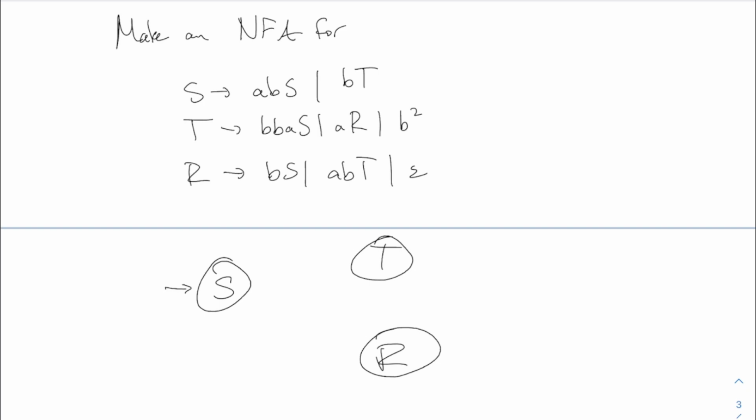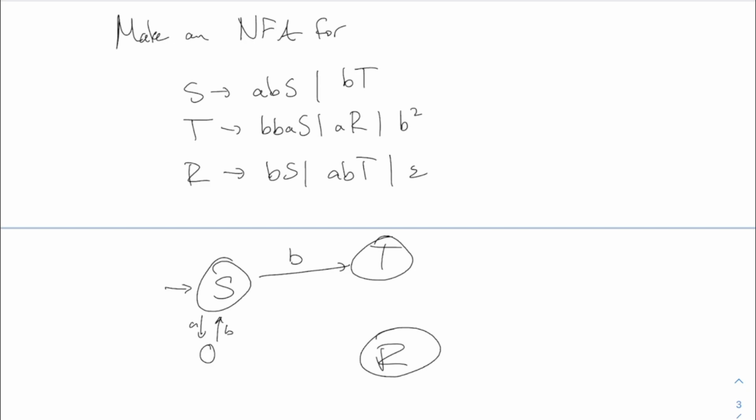Looks like people are doing pretty good. Let's talk about them. So I go S goes to ABS. That means from here you can get back to S after doing A followed by B. I need to invent a new state for that, just so that I can go A and then B back to S. So I hope you did something like that. S goes to BT. That's just an arrow like that.